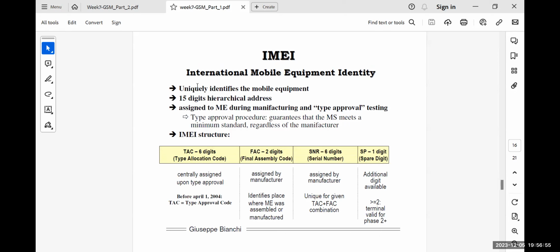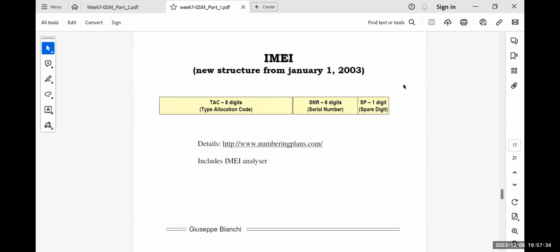unique as well, right? So the structure includes a different number of digits, and each group of digits has a certain association, right? So for example, the first 6 digits is basically the type allocation code. Then the next 2 digits are the final assembly code. Then we have a serial number and a spare digit. So overall, these 15 digits are uniquely associated, and then that is provided to the mobile equipment. Again, as I say, during the manufacturing or the testing process, it is given to any mobile phone, right?